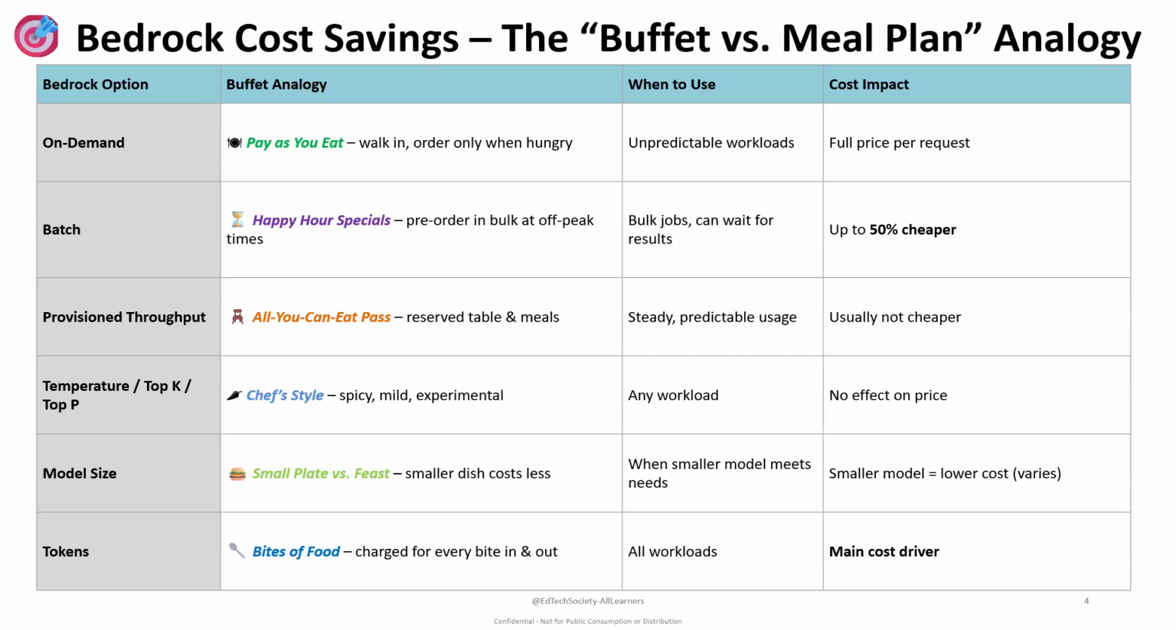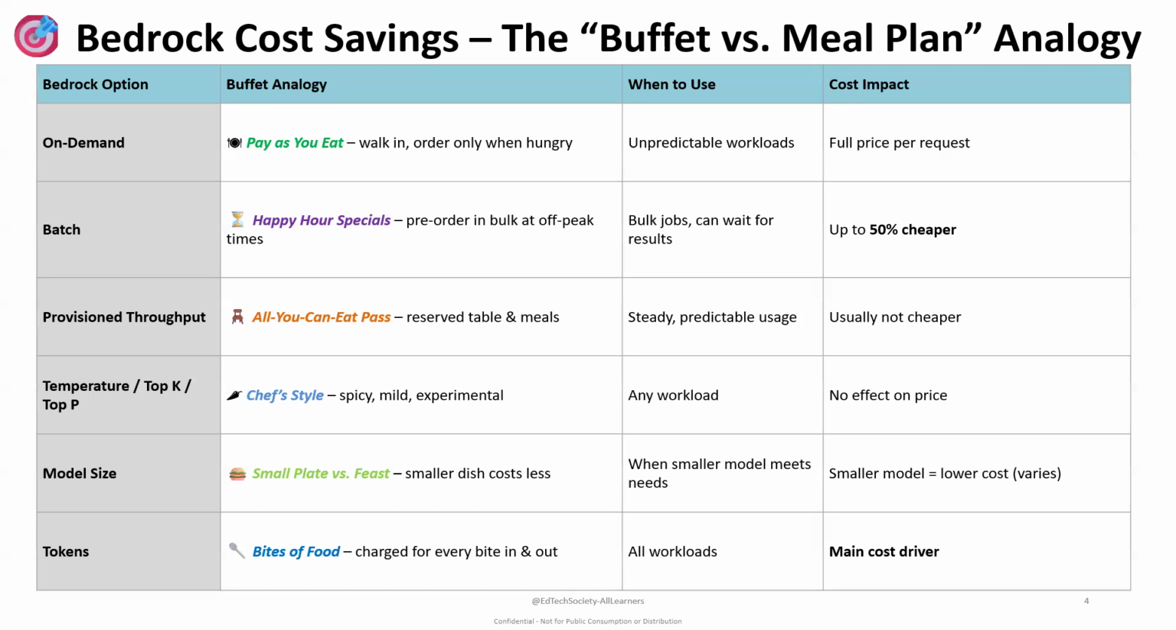Suppose this is the Bedrock option on demand, based on how many things you are going to use. So on demand means actually you will pay as much as you eat. If you are hungry, you will just walk in and order more. So in reality, if you have unpredictable workloads, you don't know whether you will get 100,000 users or 1 million users. That is an unpredictable workload. In that kind of scenario, you should go for on-demand provisioning in Bedrock. So you will pay based on your request.